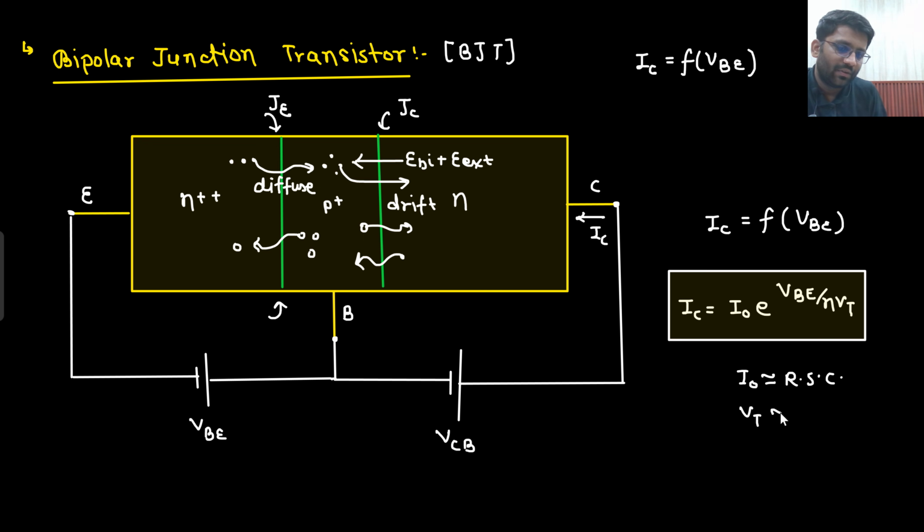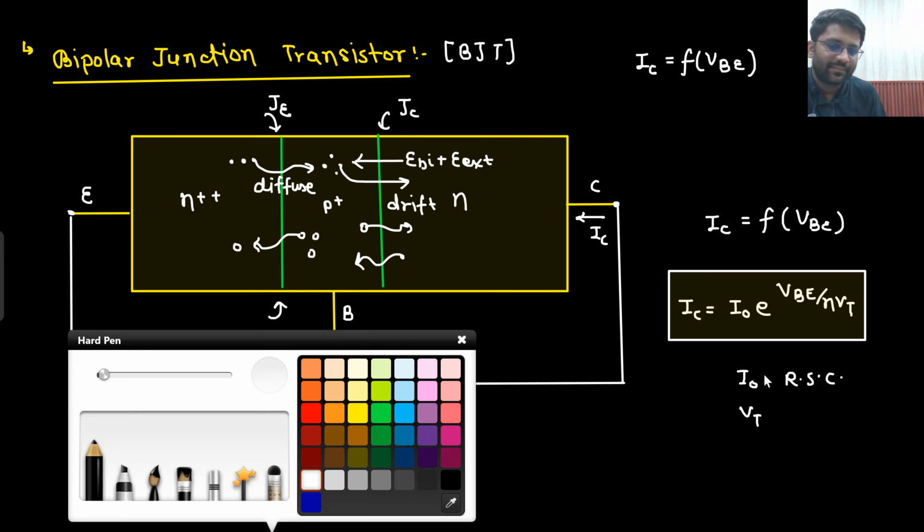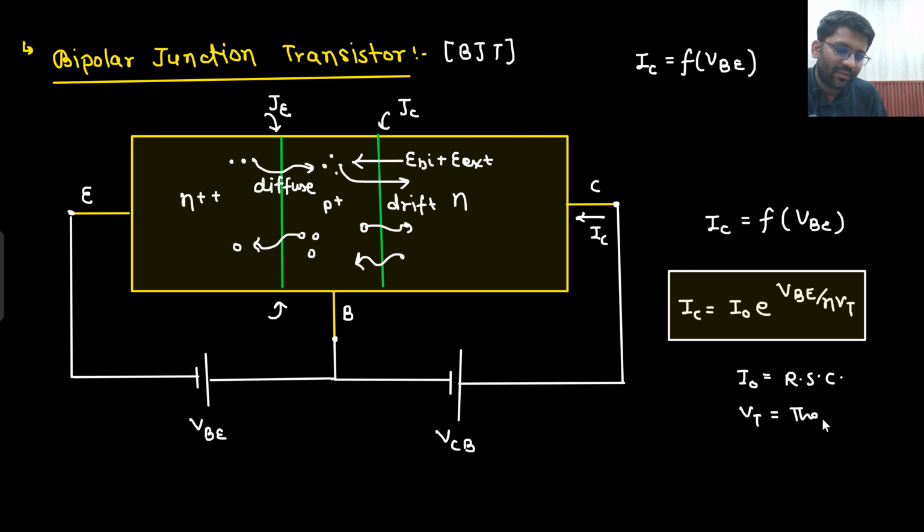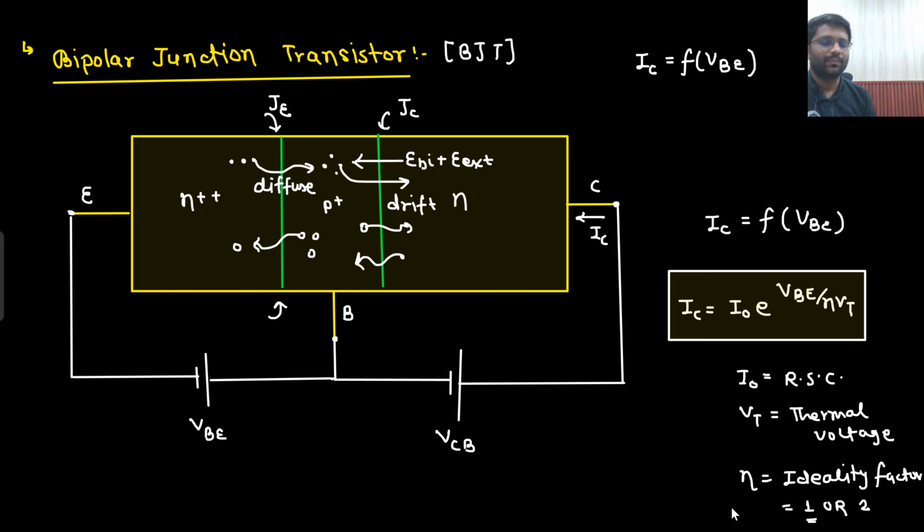What is Vt? You already know, thermal voltage. I naught is reverse saturation current. Vt is thermal voltage. And VBE you already know. What is eta? Eta is known as the ideality factor. It can have a value of 1 or 2. If nothing is given in the examination, you will take it as 1. If it is given, you will take it as 2.